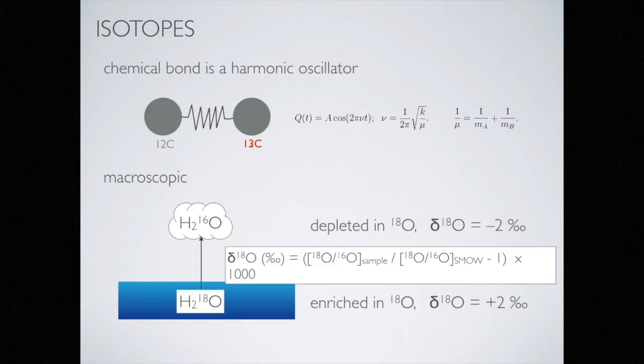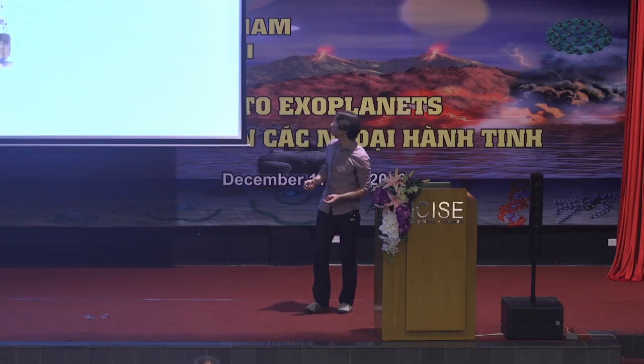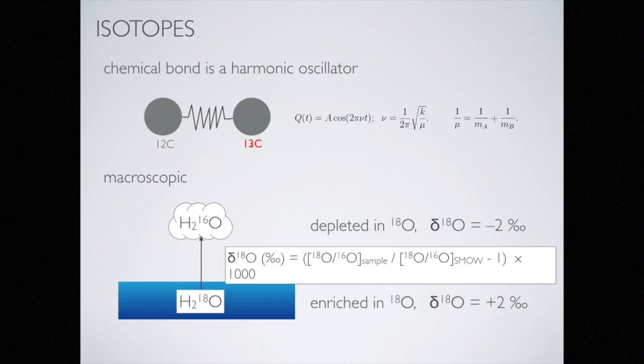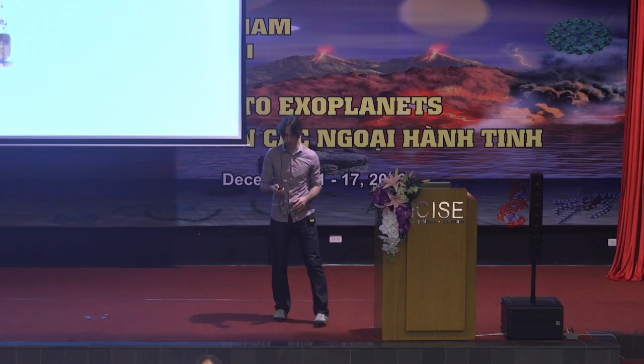So just in case somebody here is not familiar with isotope chemistry, a chemical bond is a harmonic oscillator, which means you have two masses with a spring. There's a spring constant, which depends on the reduced mass of the two masses. So if you change one of the two masses, let's say you go from carbon-12 to carbon-13, then the spring constant changes, which means that the energy in the bond also changes slightly. Therefore, chemistry with a different mass proceeds at a slightly different rate than it does with the original carbon-12 mass.